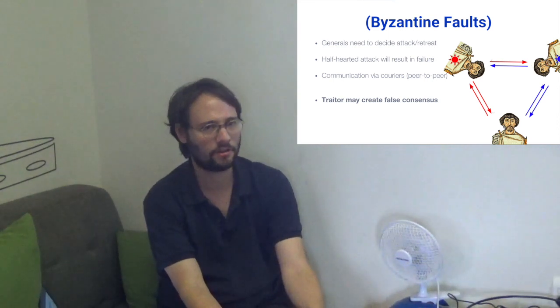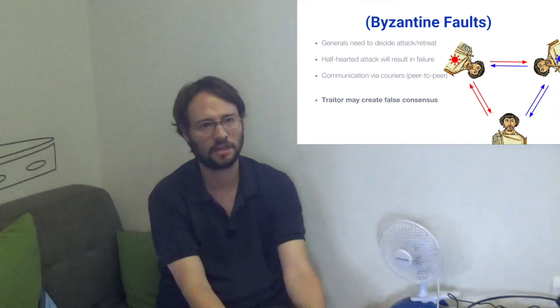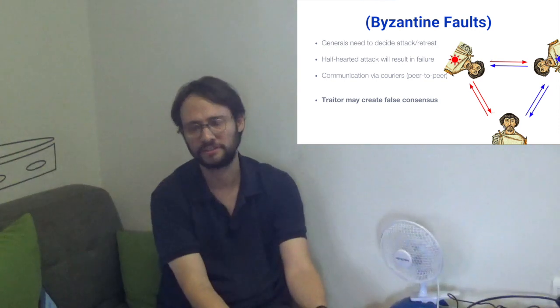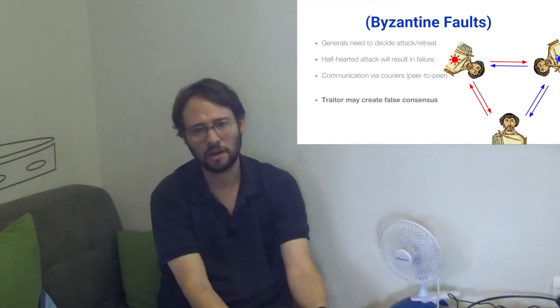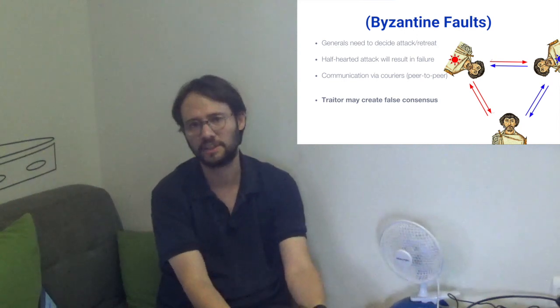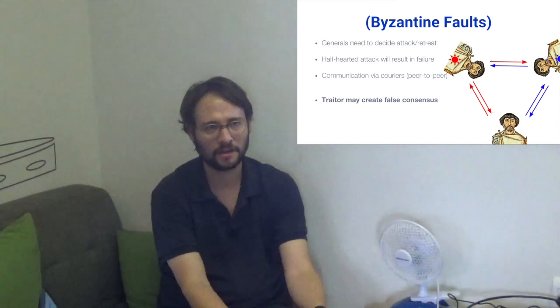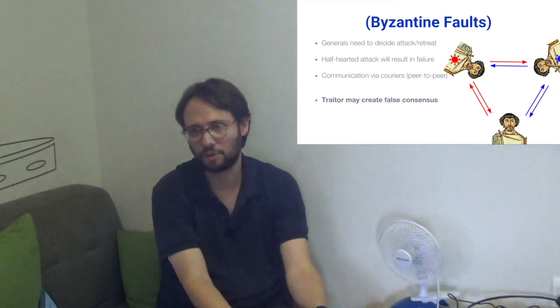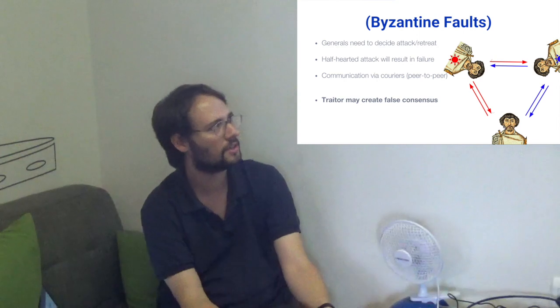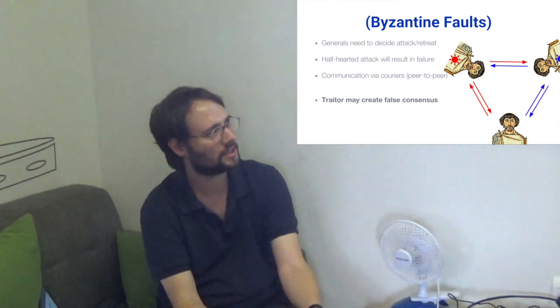And their only communications is by sending messages via couriers. So they need to reach a consensus. They're voting whether to attack or to retreat. And so this vote should be easy because it's an odd number. But the traitor does something interesting.